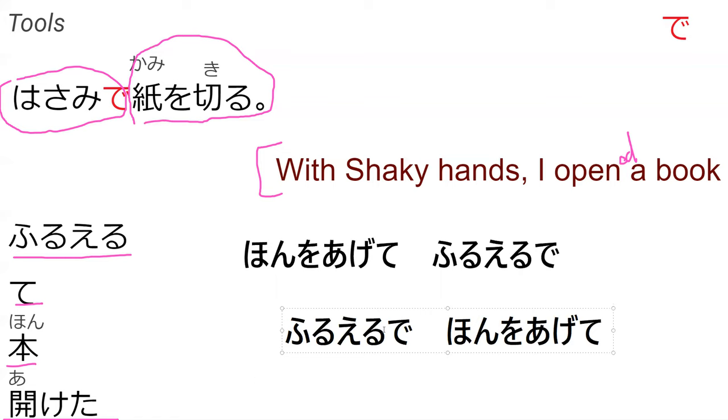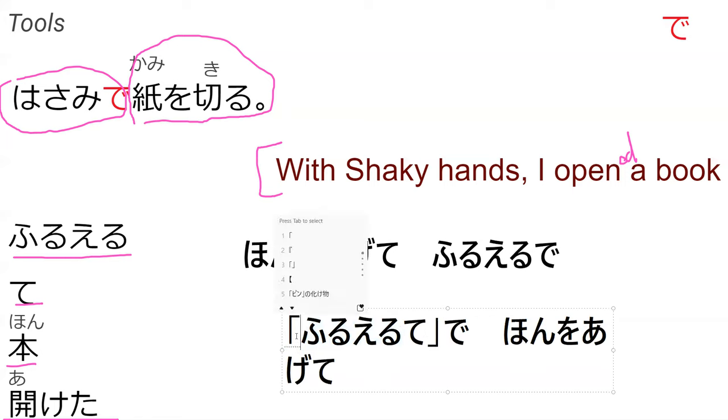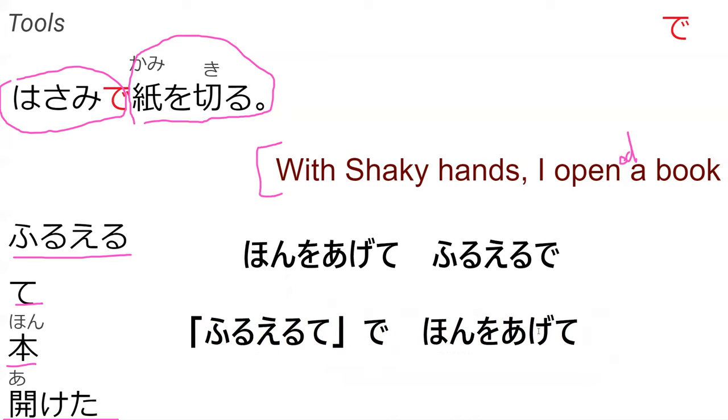So what is furueru? To shake. No, I mean, what is shaking in the sentence? Hands. So we need to put hand in there. So this right here is with shaking hands. Oh, right. I think you actually did say this in the original sentence, but it didn't register for me, because I think you said de furueru te, and then I switched it around. So there we go. Opening a book with shaking hands.